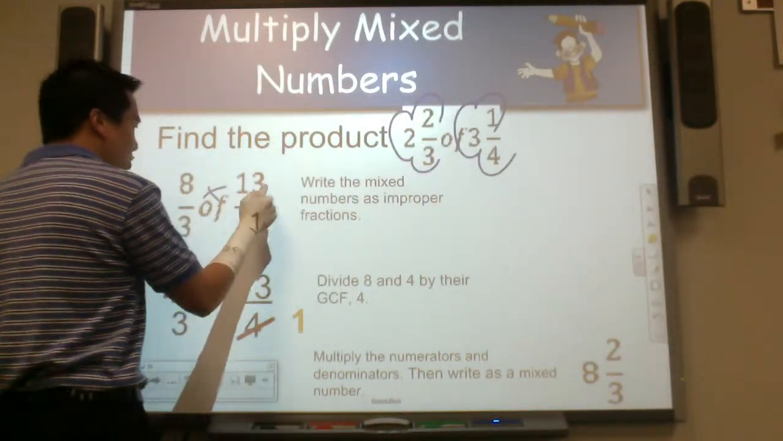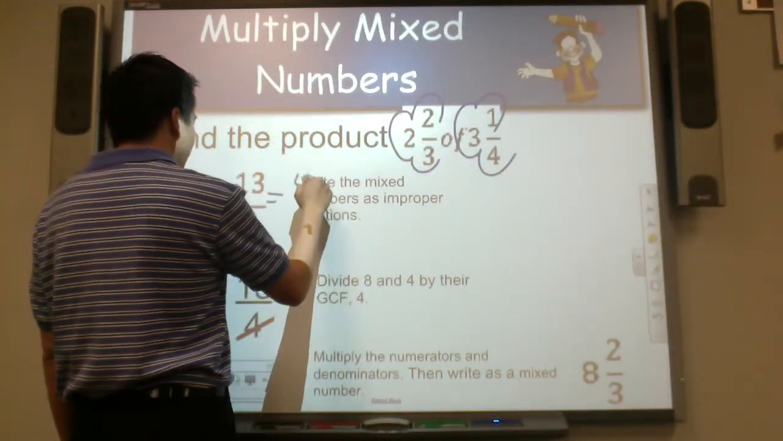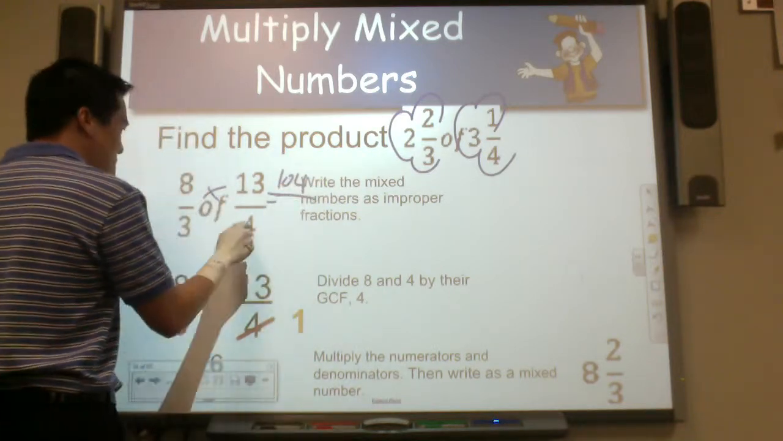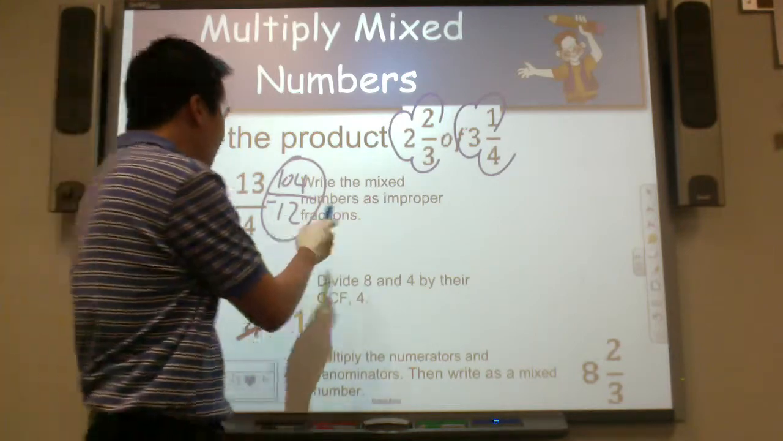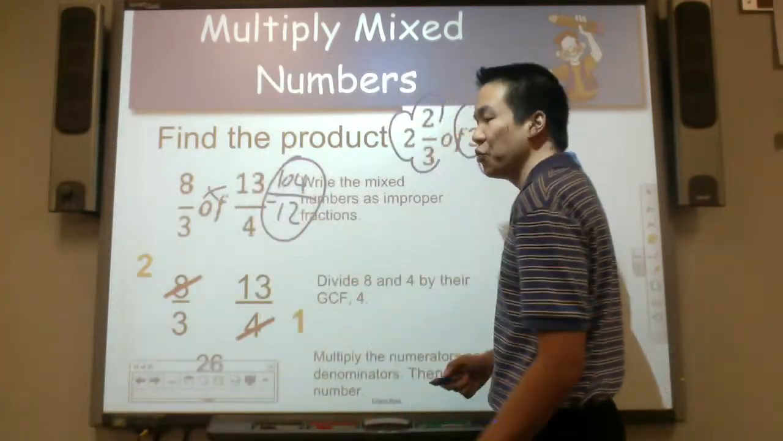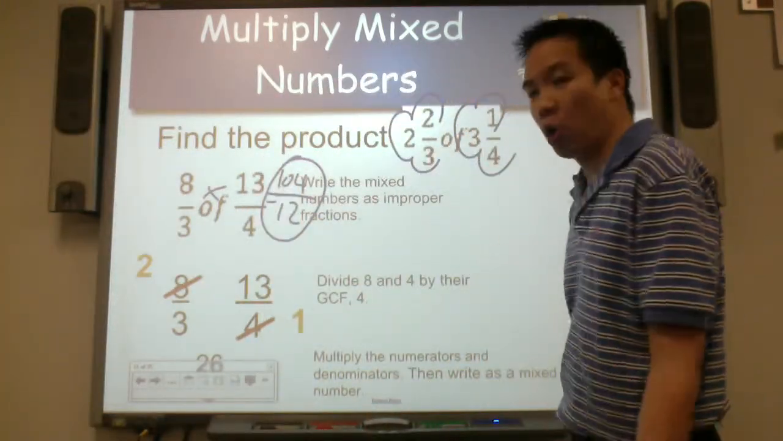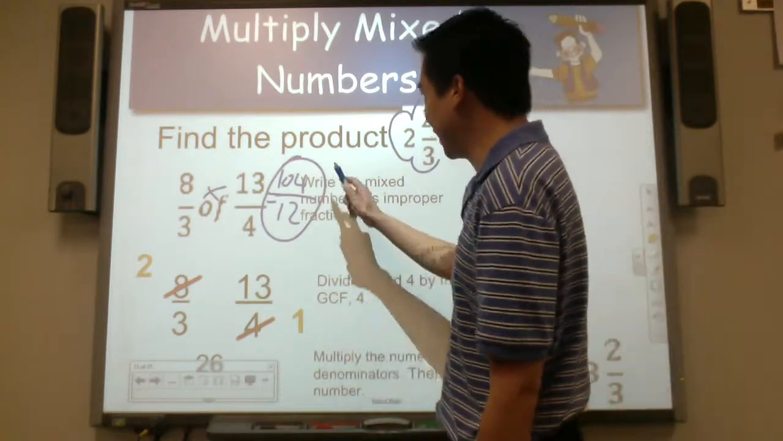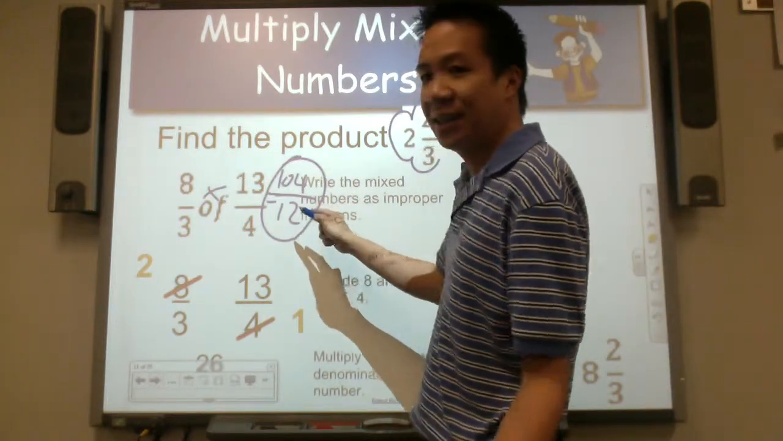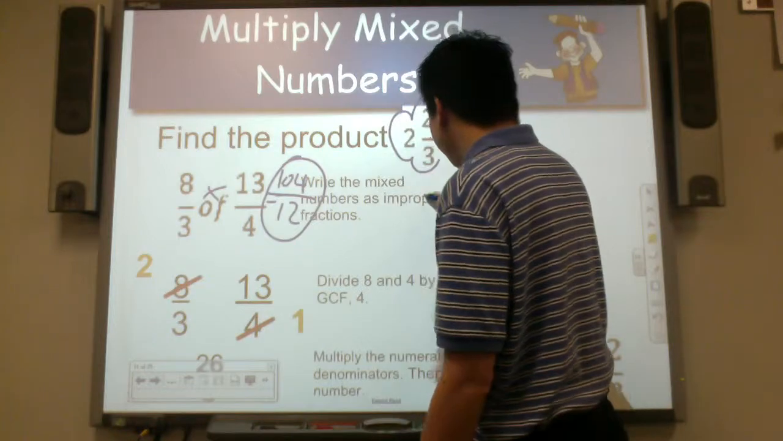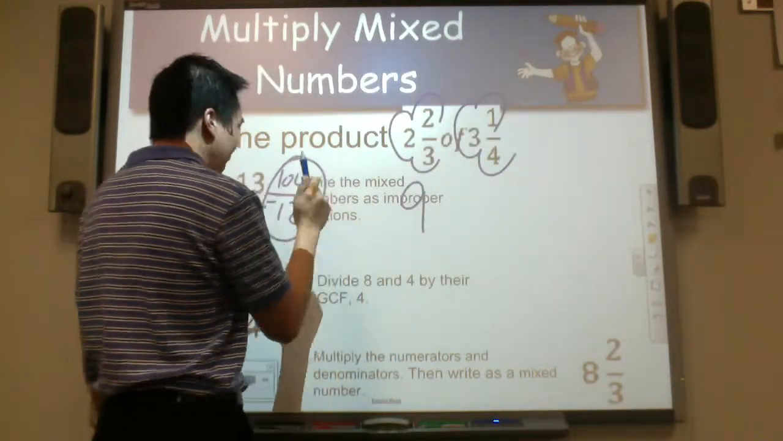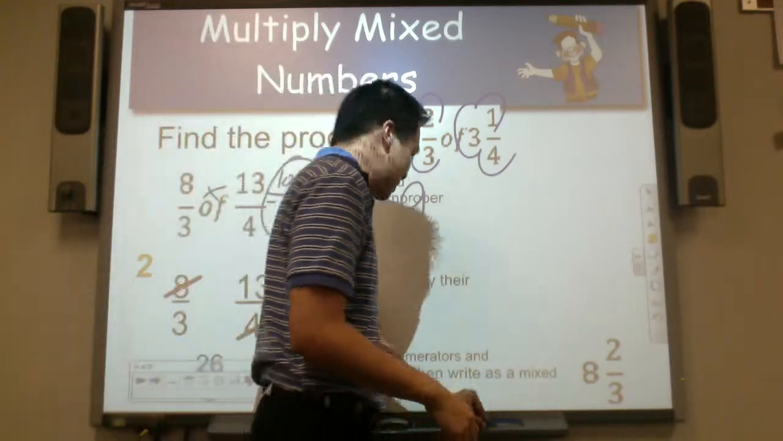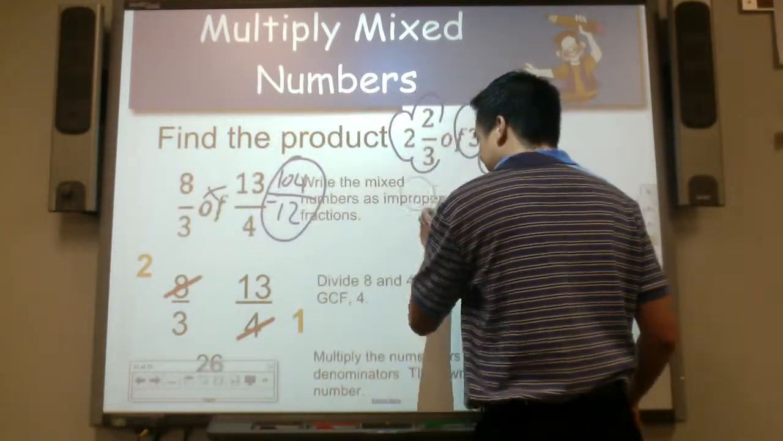So 8 times 13 is 104. 3 times 4 is 12. So you have 104 twelfths. And then, how many 12s go into 104? Let's say 9 times. 12 times 9 is 108. That is too large, so it's not 9 times.